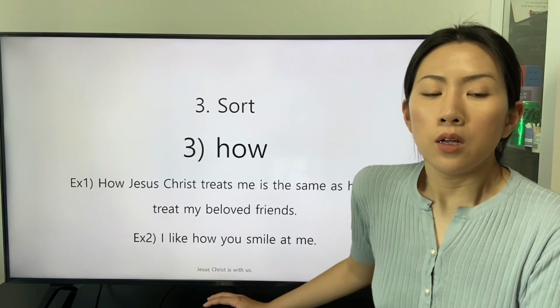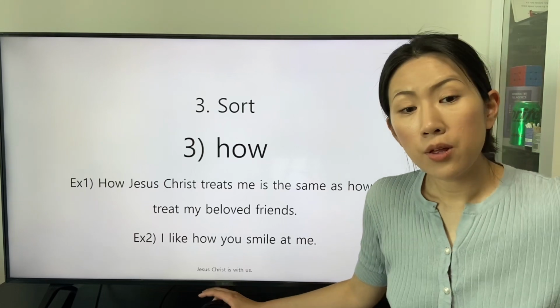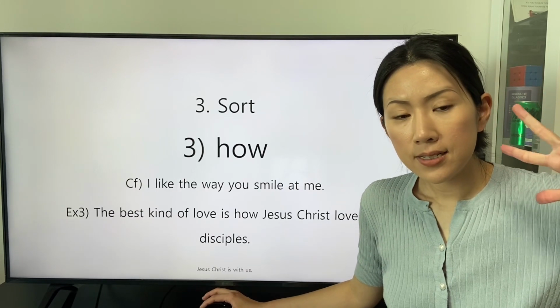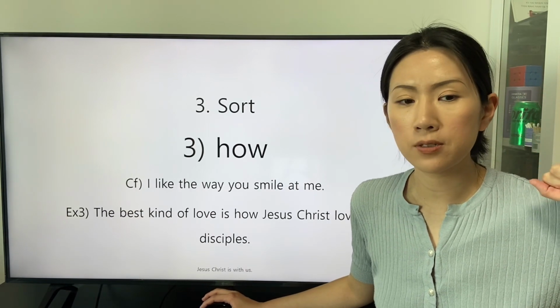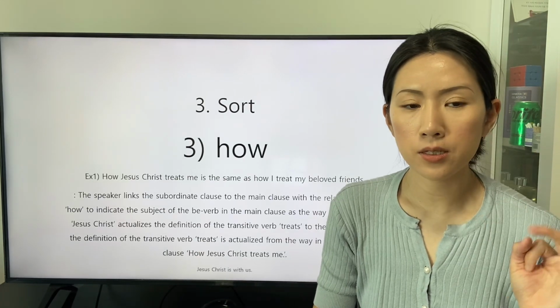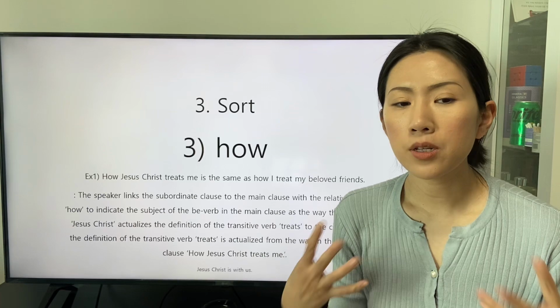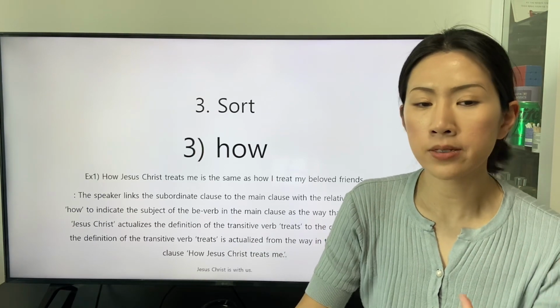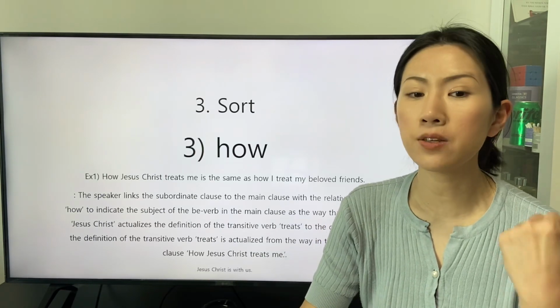There are three sentences at a conference. The first sentence is this: how Jesus Christ treats me is the same as how I treat my beloved friend.